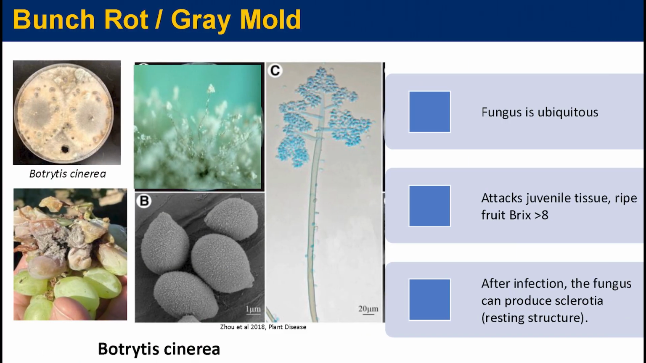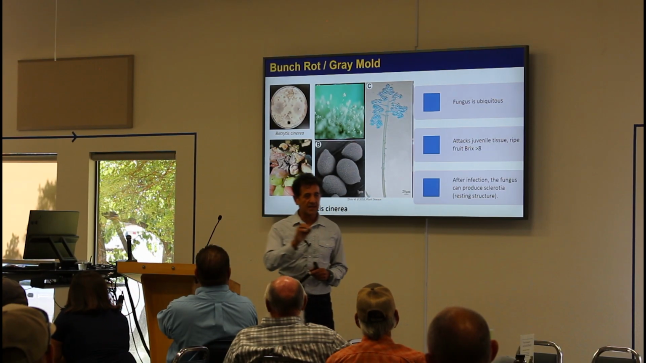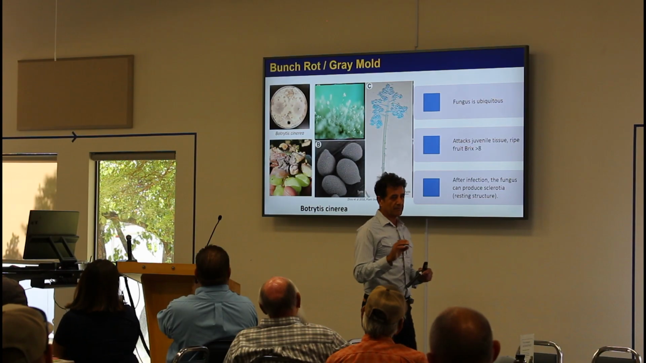In this part of my talk, I'm going to talk to you about bunch rot and gray mold. Bunch rot is caused by Botrytis cinerea. It is one of the most ubiquitous pathogens that can be found everywhere.